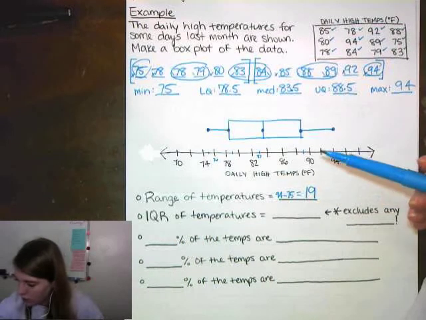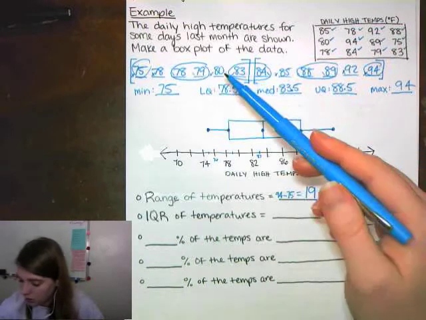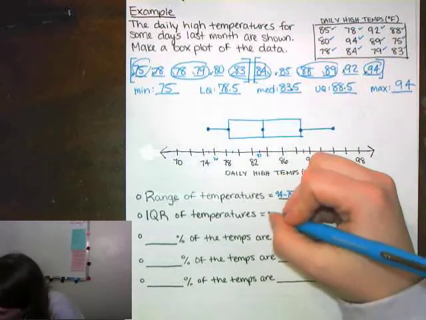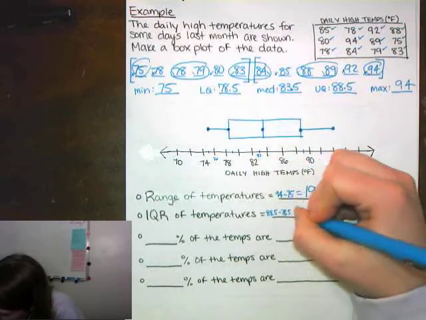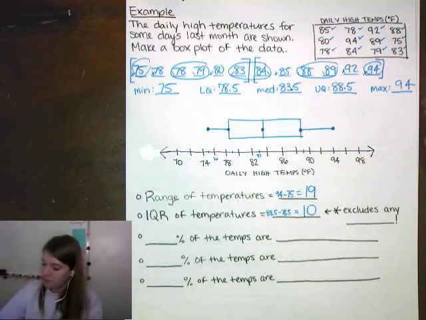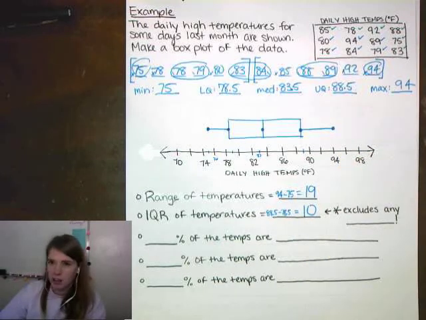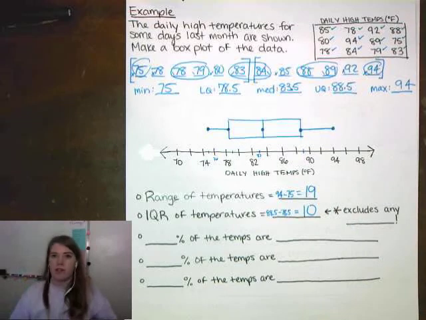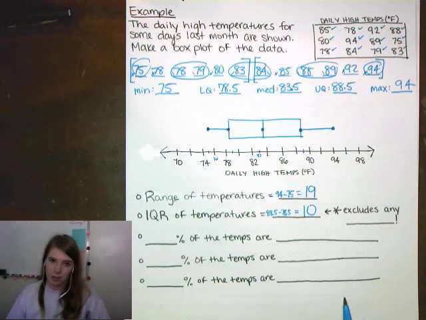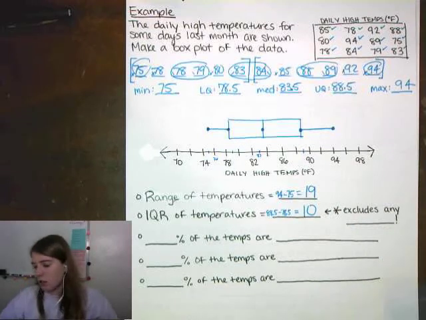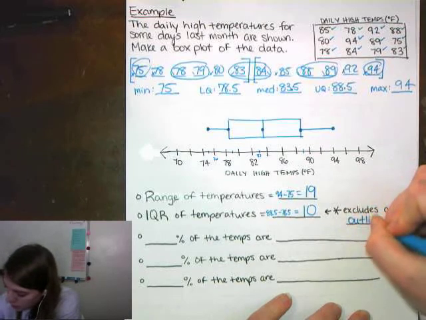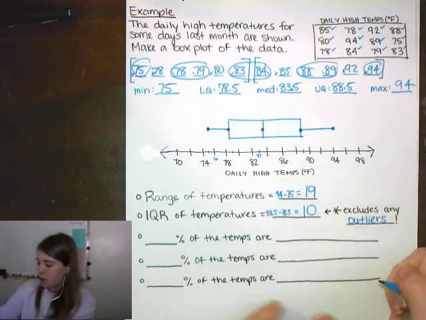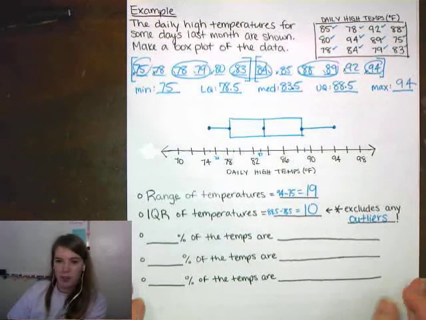So the interquartile range of temperatures. So this is when we're going to do our upper quartile minus our lower quartile. So 88.5 minus 78.5. That's going to be exactly 10. It's a little bit smaller, almost half the range. And so that says a lot about that middle chunk of data only being 10 degrees difference compared to almost 20. So that is because this excludes any outliers, like we talked about earlier when I jumped the gun on sharing that part of this lesson with you guys.